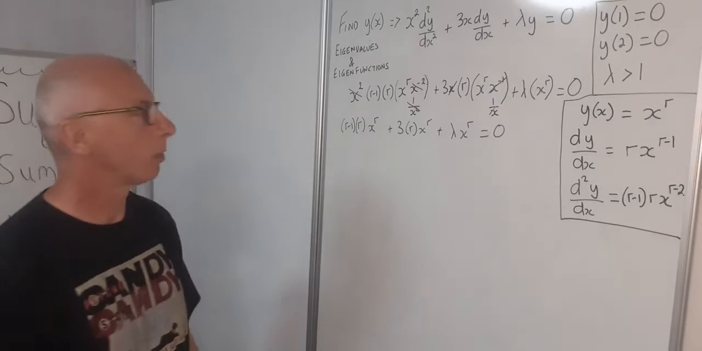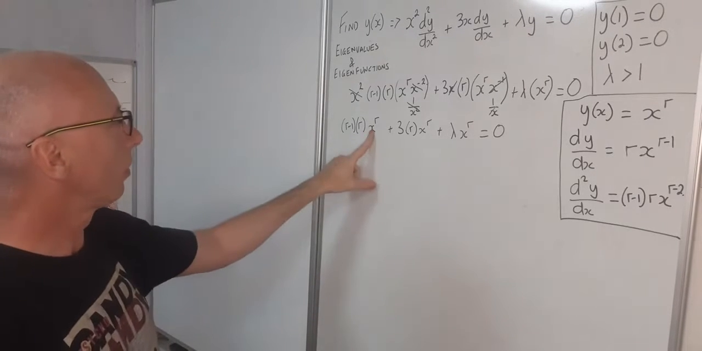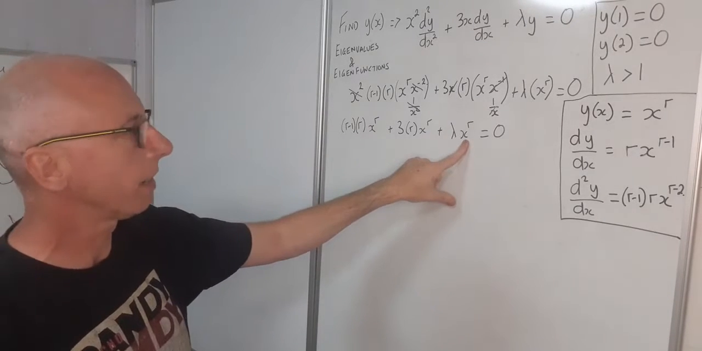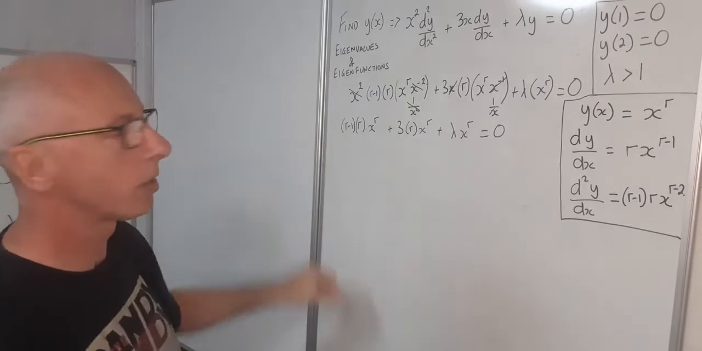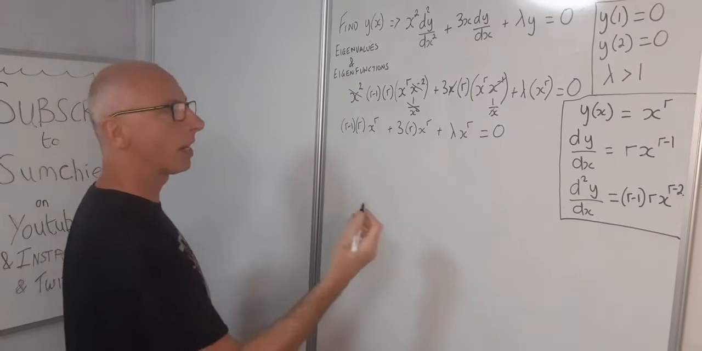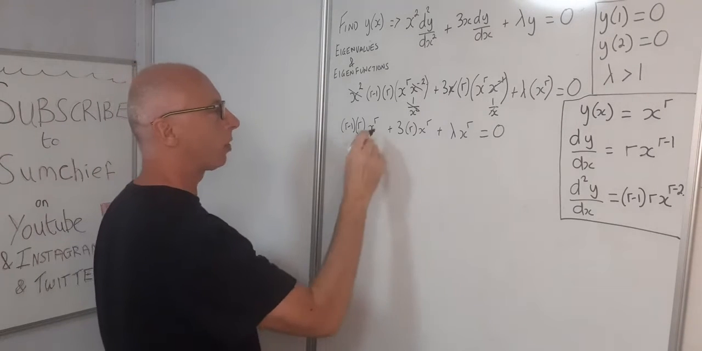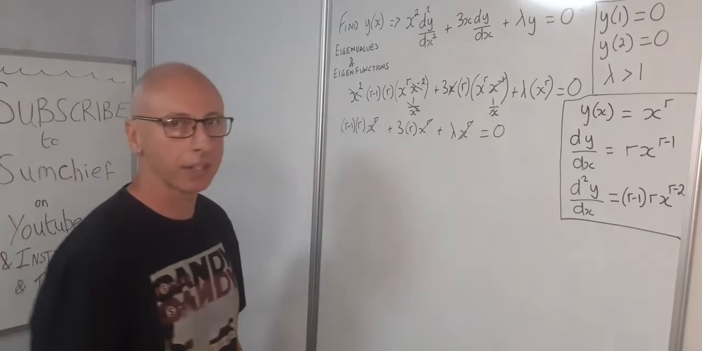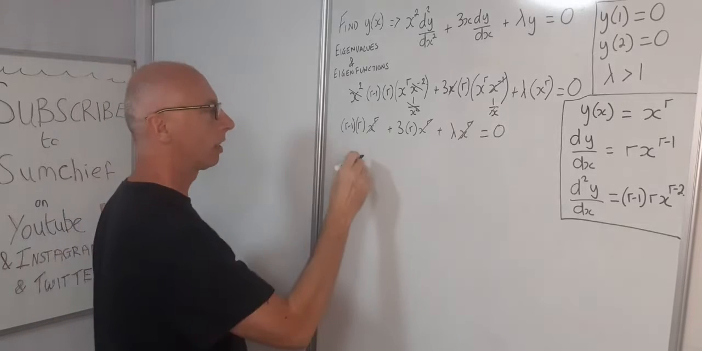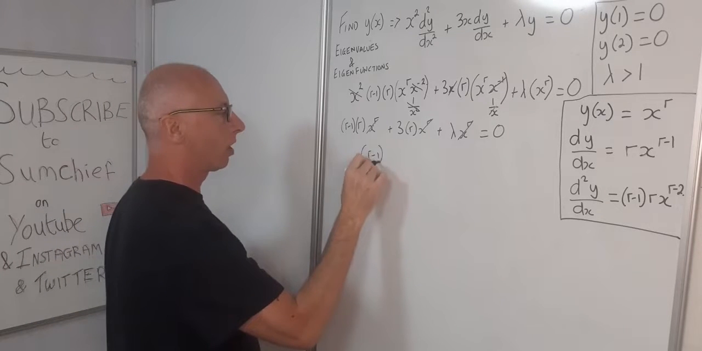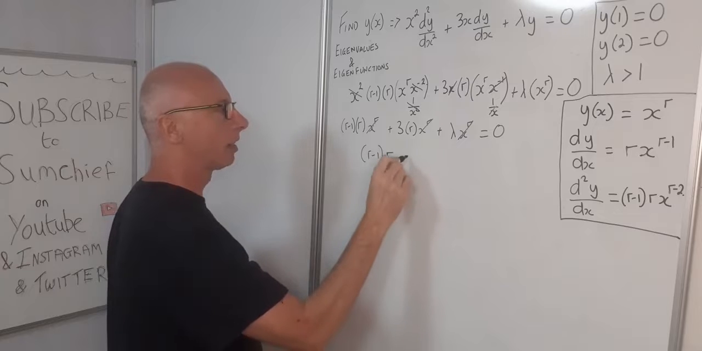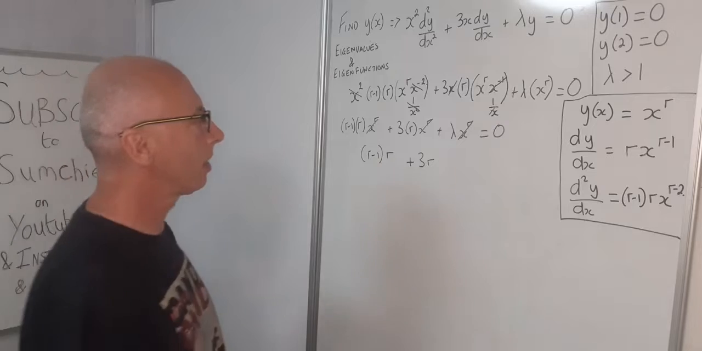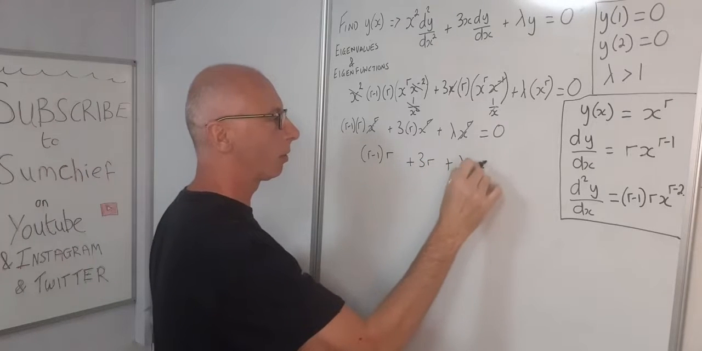Okay, now we can see we've got something going on here. We've got x to the r, x to the r, and x to the r. So we can divide all the terms by x to the r. So let's just do that. Now if you do that, this will cancel, this will cancel, this will cancel. 0 divided by x to the r, again, that's going to disappear. So now we've got r minus 1 times r. I'll leave it like that. Plus 3r. No need to change that. That can stay as it is. And then plus lambda equals 0.